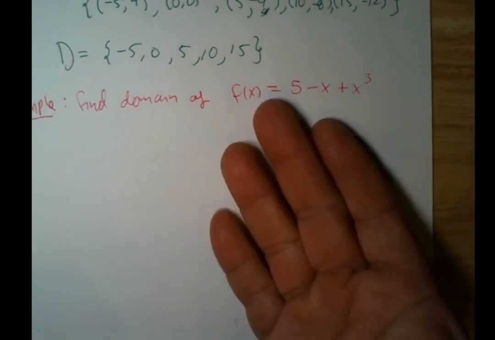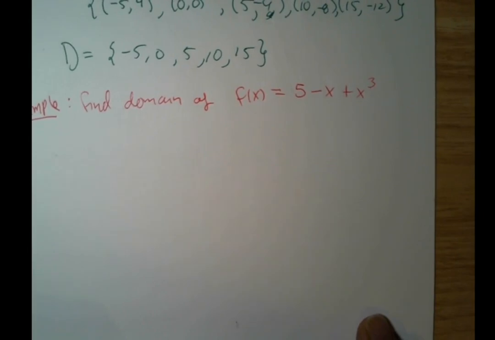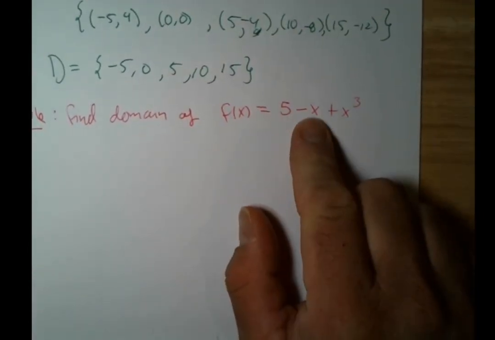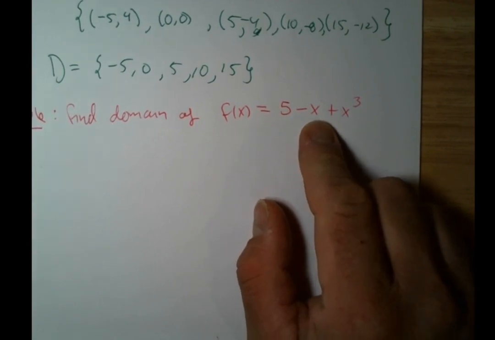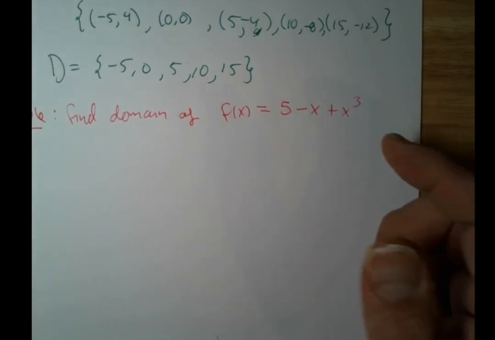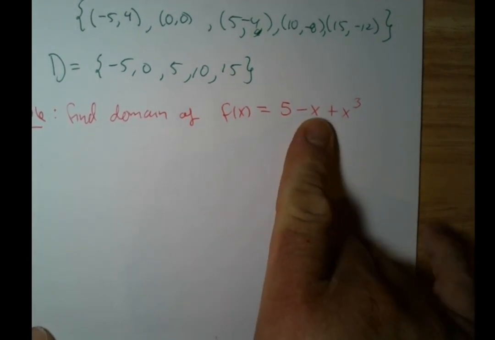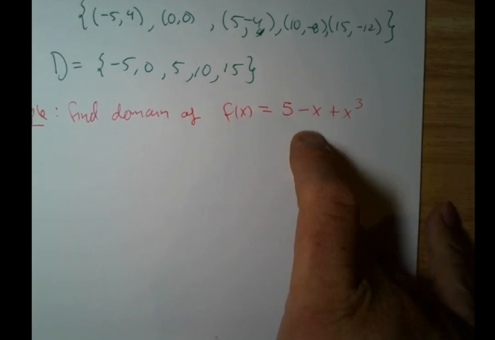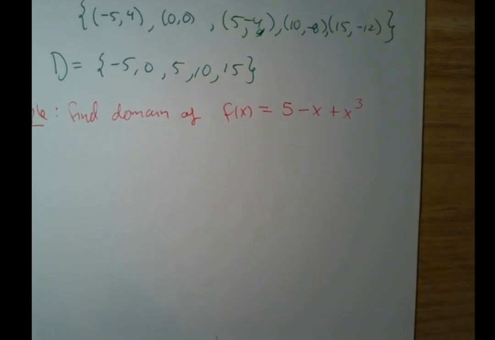Now, looking at something like this, what's called a polynomial, which we'll cover extensively in a future section, I don't have any of those restrictions. x can be any value. If I put in 1, if I put in 0, if I put in -1, if I put in 5,000, I can find the number. It'll be a large number, but I can still find it. So there are no restrictions. For something like that, we say the domain is all real numbers.